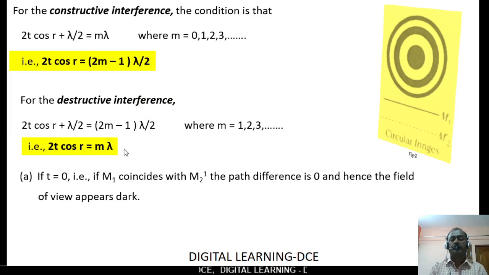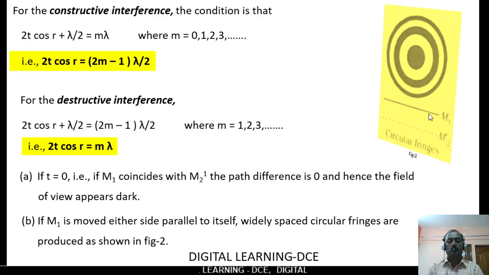Let us see if t equals 0. That means the thickness of the air film is 0. If M1 coincides with M2 dash, the path difference is 0 and hence the field of view appears dark. When the image of mirror M2 coincides with the real mirror M1, the thickness of the air film is 0 and there is no path difference. Hence the field of view appears dark.